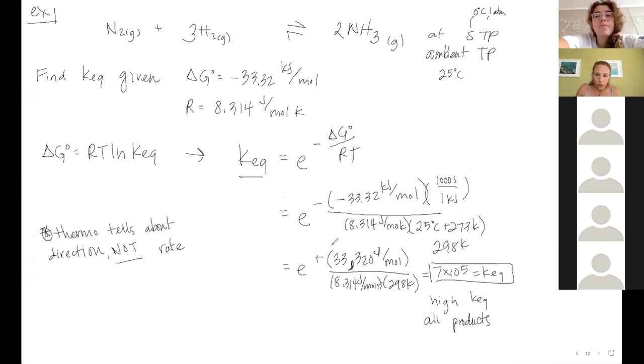Okay, if you want the next step, this is e to the positive 13.4 roughly, is what you should get for this equation, which then gives you about 6.6, 6.9 times 10 to the 5.